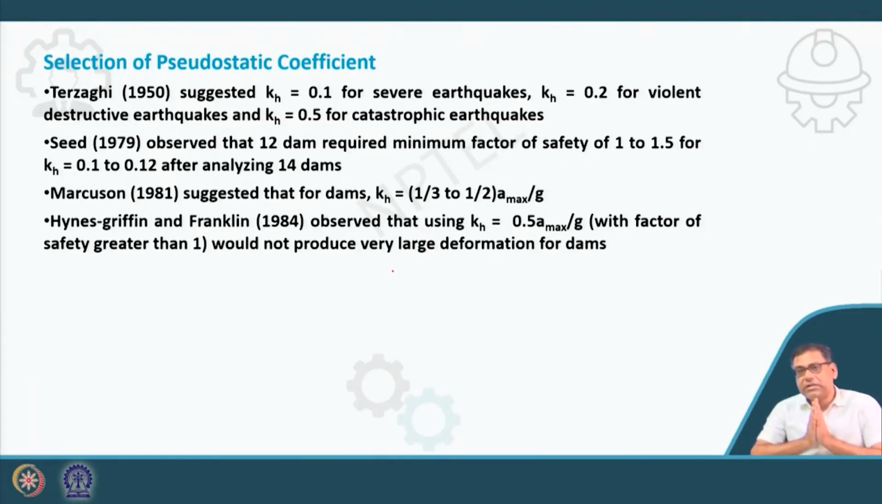But how much KH should you take? Generally, if you don't have any other option left, you can take KH equal to half of Amax by g. That is the last recommendation, which is similar to the previous recommendation also. It is 1/3 to half, so half of Amax by g. You can consider that.